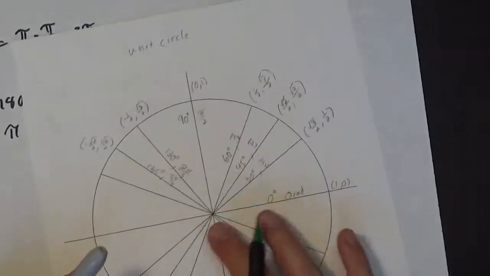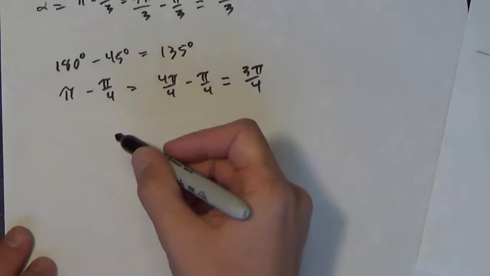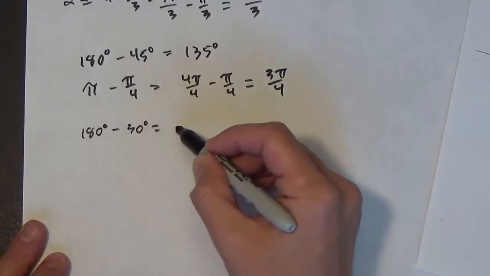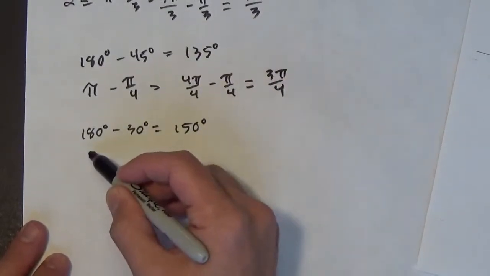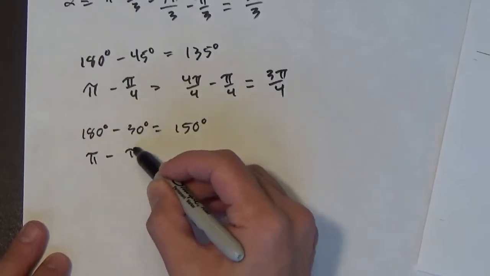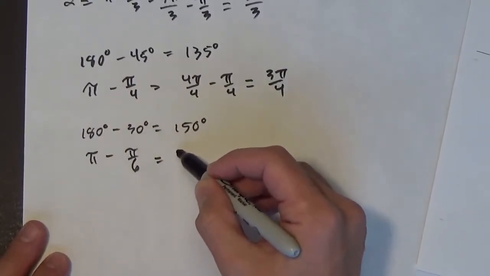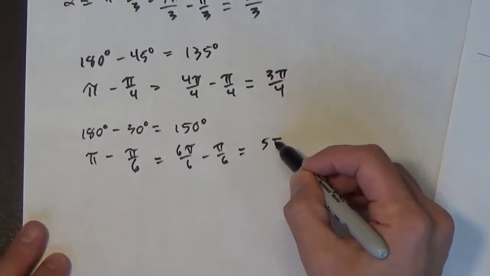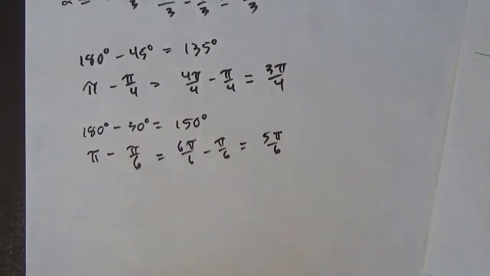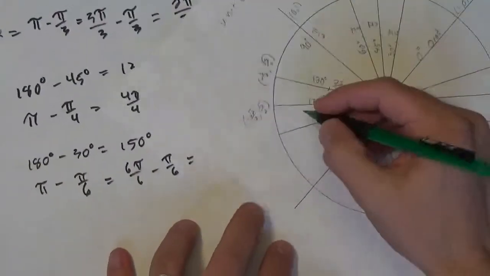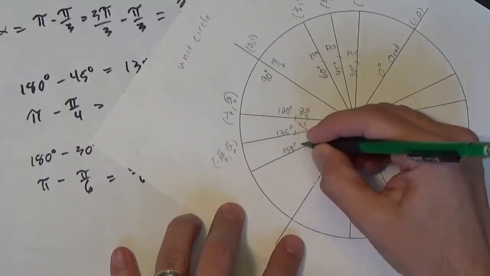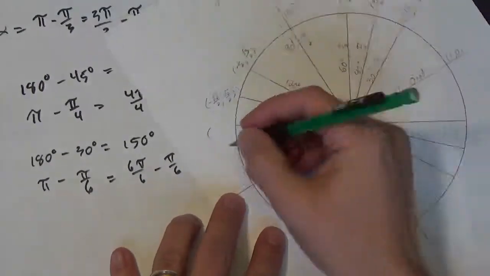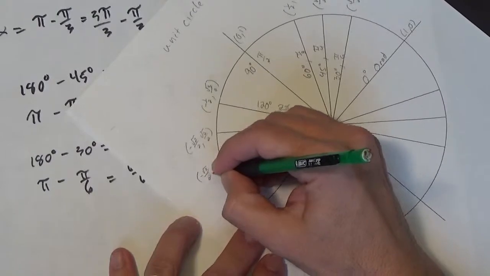Let's do the last one. The last reference angle is 30 degrees for this quadrant. So we have 180 degrees minus 30 degrees is 150 degrees. And then pi minus pi over 6 is going to be 6 pi over 6 minus pi over 6, which is 5 pi over 6. And so this is going to be 150 degrees, 5 pi over 6, and the coordinates are going to be negative square root of 3 over 2, 1/2.